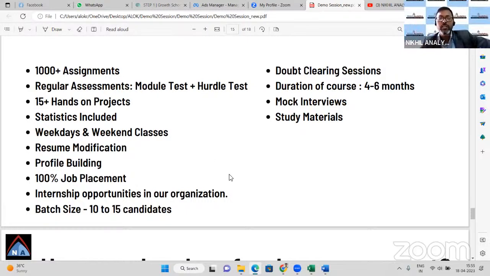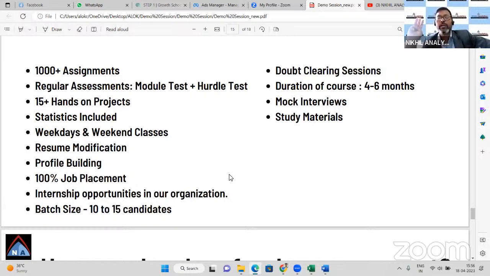How to get the jobs? We follow this 4-stage method. First one is your training. We make sure that you get proper training and you learn in a proper way. We conduct module tests and hurdle tests to check your learning as well. To get a proper understanding of the learnings, we're going to give you 15 projects to complete. These projects will be added to your resumes also.